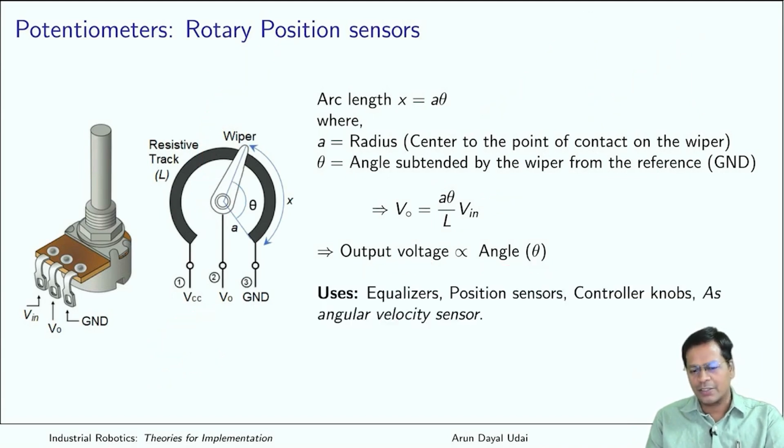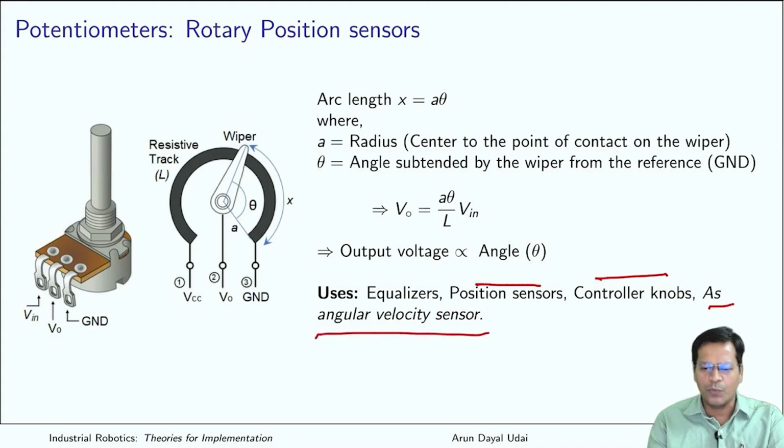Again, this can be used as a graphic equalizer or audio equalizer. Position sensors, as an angle sensor, controller knobs, so knobs that you see on an audio mixer, same, and as an angular velocity sensor. Again I will talk about this in much detail.